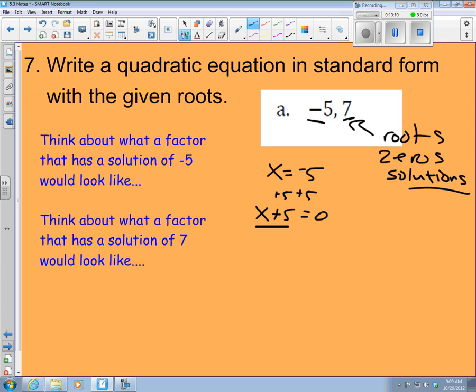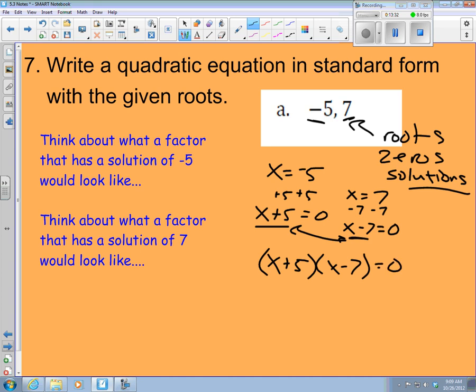And now take the 7, x equals 7. If you subtract 7 from both sides, you get x minus 7 equals 0. There's another factor. So if I want to write this quadratic equation in standard form, I'm going to take my two factors here, x plus 5 and x minus 7, and just multiply them together. x times x is x squared. Minus 7x right here, plus 5x, finally minus 35 equals 0.